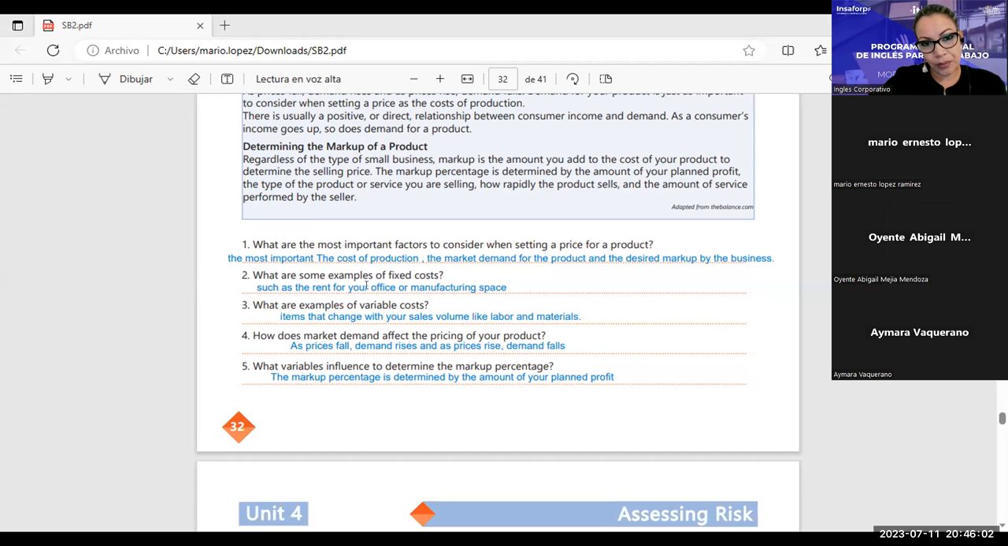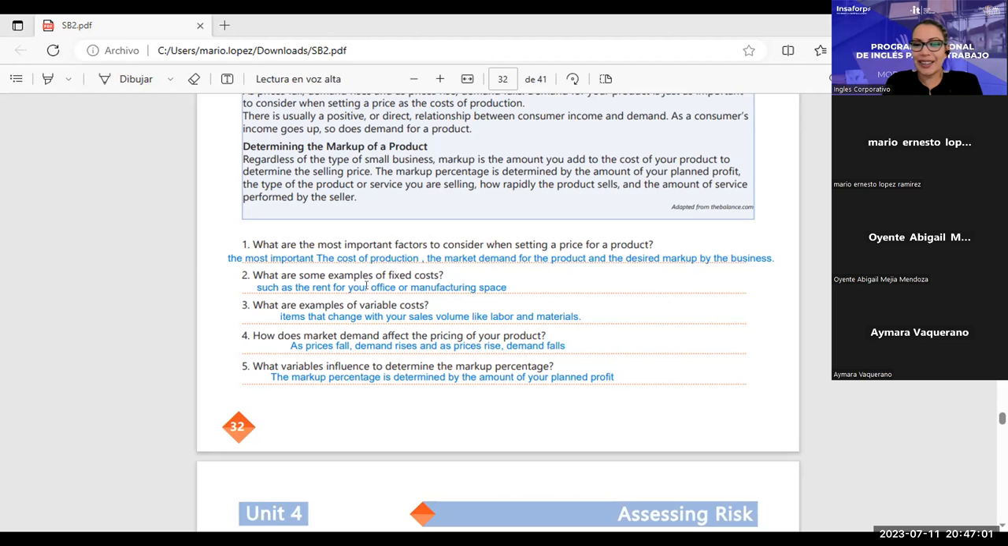What are the most important factors to consider when setting price for a product? The cost of production, the market demand for the product, and the desired markup by the business. Excellent. Number two, what are some examples of fixed costs? The rent for the office or manufacturing space. Mm-hmm. Number three, what are examples of variable costs? Items that change with your sales volume, like labor and materials. That's correct. Number four, how does market demand affect the pricing of your product?